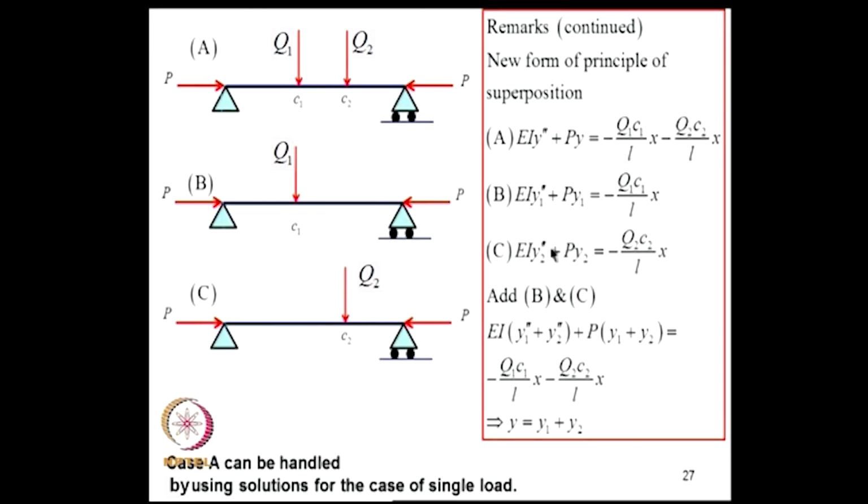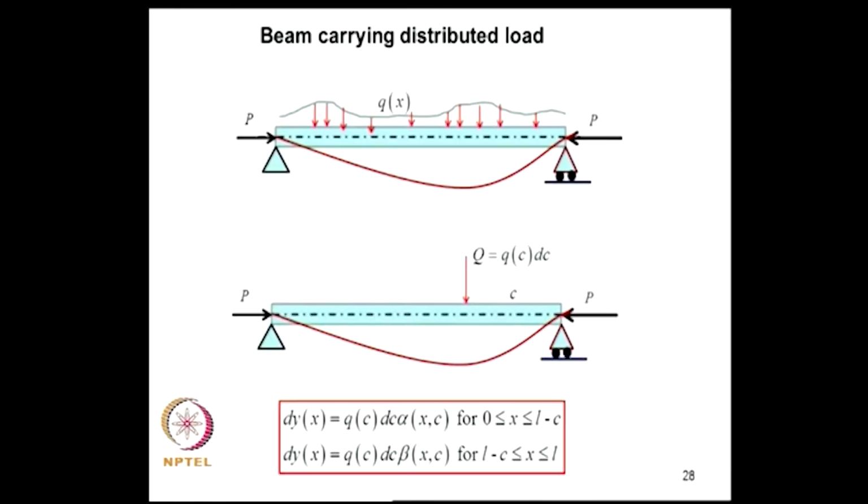Now, if I add these B and C, I get EI (y1 double prime plus y2 double prime) plus P (y1 plus y2) equal to the sum of this. Now, if I call y as y1 plus y2, I see that this y satisfies this equation. Therefore, if I combine these two problems, I get the solution to this problem. So, this would mean that if we use this modified version of principle of superposition, knowing the solution to this problem, I can synthesize the solution for this problem. So, I can still use principle of superposition, but I have to take care to interpret it in this form as displayed here.